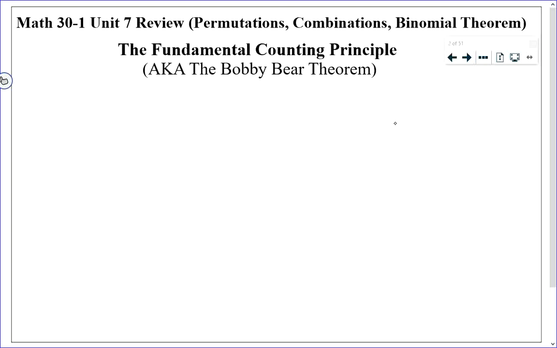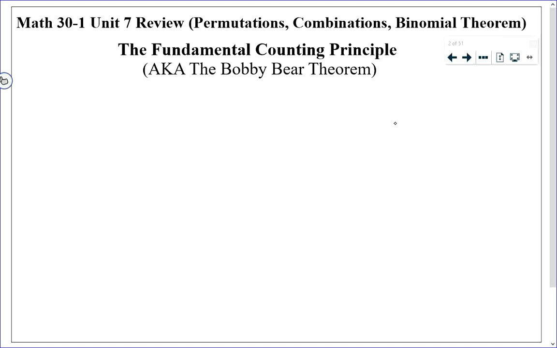So to begin with, in this unit we learned about something called the fundamental counting principle, which I call the Bobby-Bear theorem, and the reason I call it that is the very first example that we used to learn this principle dealt with Bobby-Bear. And I don't know if you recall, but Bobby-Bear had 3 different pairs of pants in his suitcase, and he had 2 different shirts in his suitcase. And the question was, if Bobby-Bear had to wear a pair of pants and a shirt, how many different outfits could he try on? And the answer was 6, and we showed all 6 on the board.